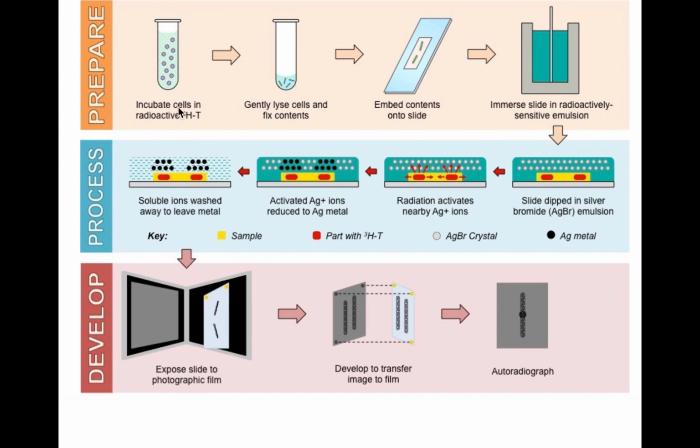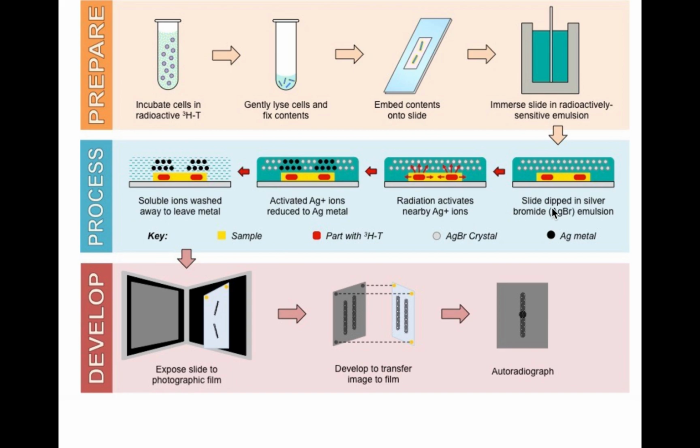You first prepare the DNA. You incubate the cells in radioactive thymine, and you gently lyse those cells so that the radioactive thymine can attach itself to the DNA. You then spread the contents onto a slide. You then immerse the slide in a radioactive-sensitive emulsion. It's kind of like old photography, when you're trying to get the prints ready.